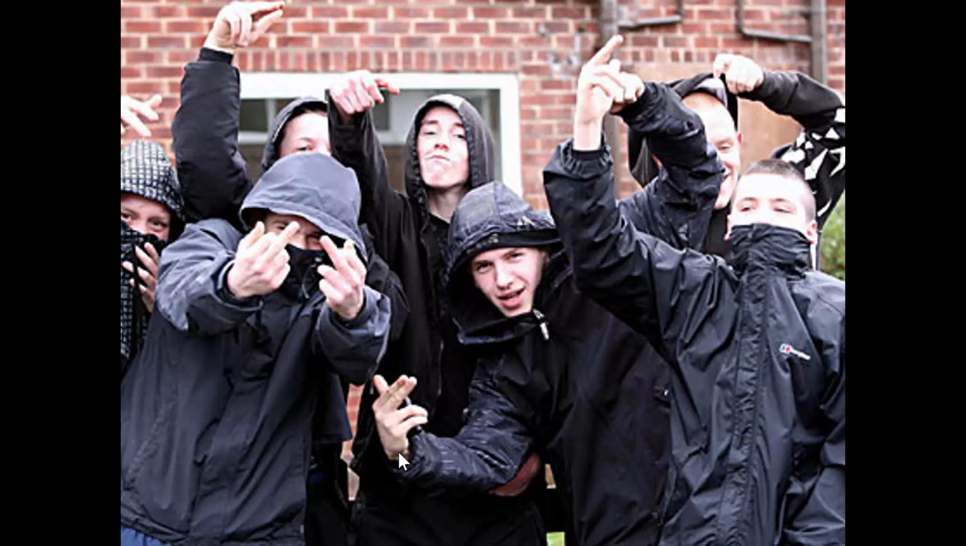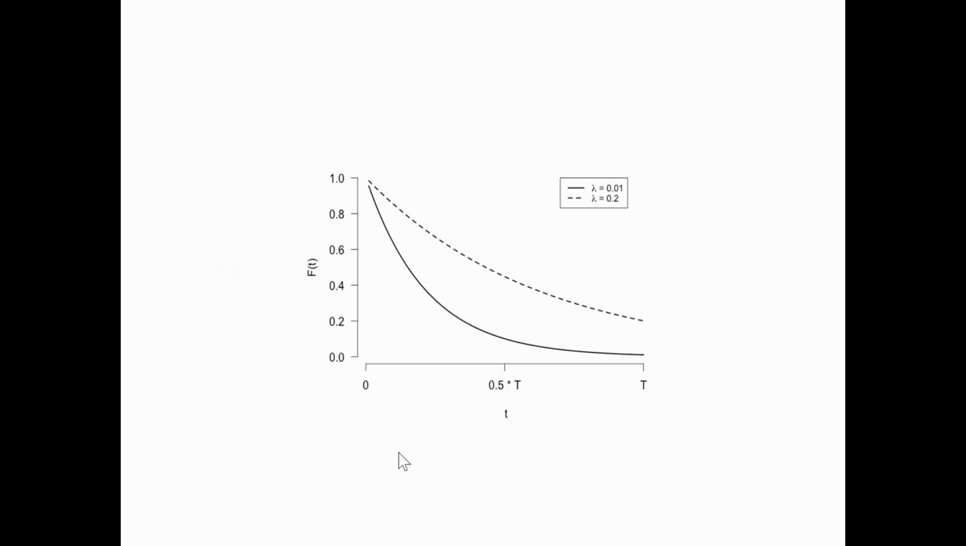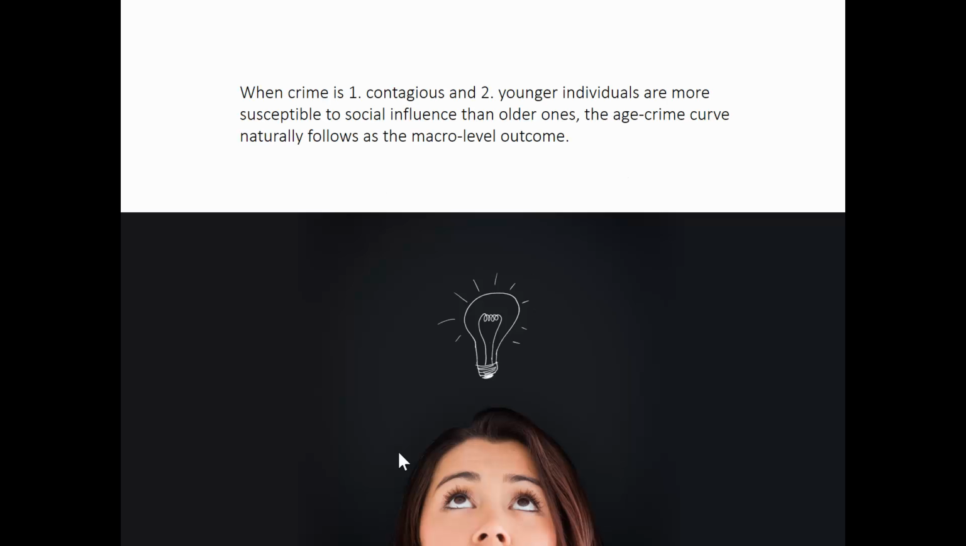And this is now a much simpler assumption, because all we need is to think of it in such a way. We don't need to think of something going up and going down again. All we need to think about is a monotonically declining function, something like that. You can model it in whatever way. But the core is that younger kids are more likely to get influenced by others than older individuals. And when we add these two pieces of the puzzle together, that's our contribution, and why I think it's a very powerful contribution. Because when you have these two pieces of the puzzle, then the age-crime curve naturally follows from that.